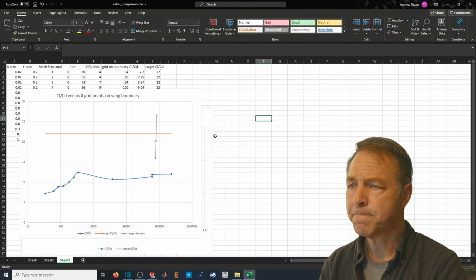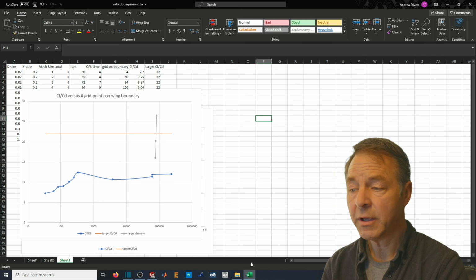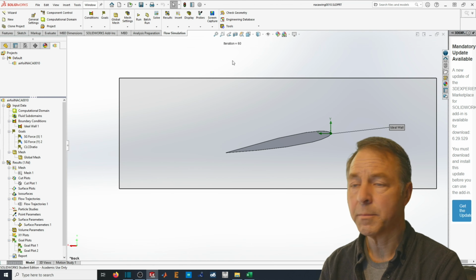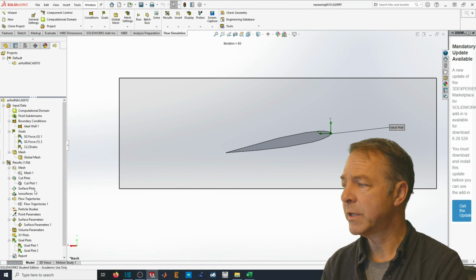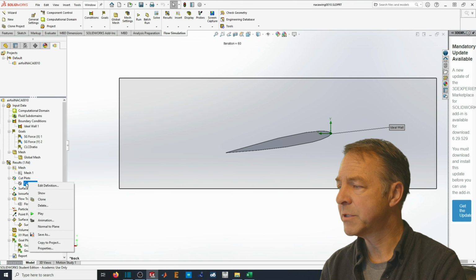So that certainly helped, and that's part of the story. But it's not the only thing. So let's have a quick look at some of the plots.